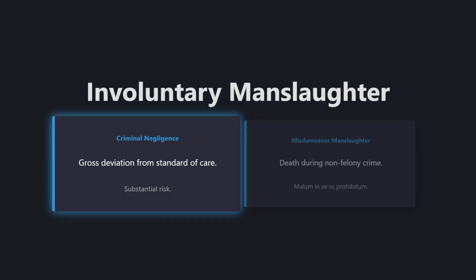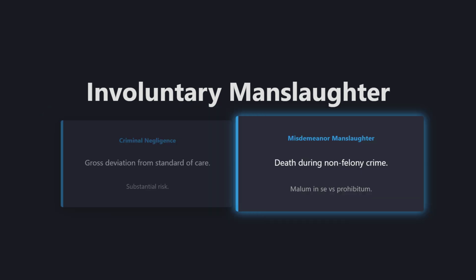Involuntary manslaughter is an unintentional killing committed without malice. This offense typically arises from criminal negligence or the commission of a misdemeanor. Criminal negligence requires a gross deviation from the standard of care. This deviation must create a substantial and unjustifiable risk of death. Simple negligence is insufficient for this charge. The defendant's conduct must demonstrate a high degree of culpability.